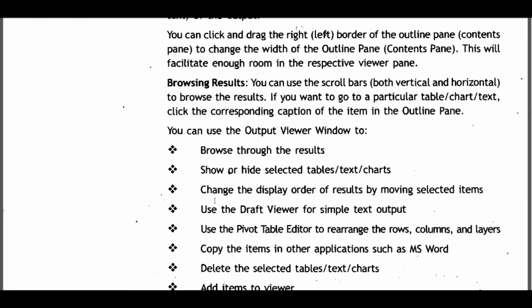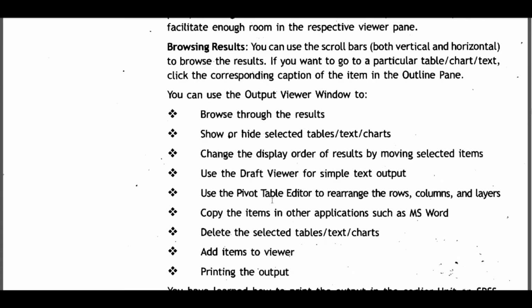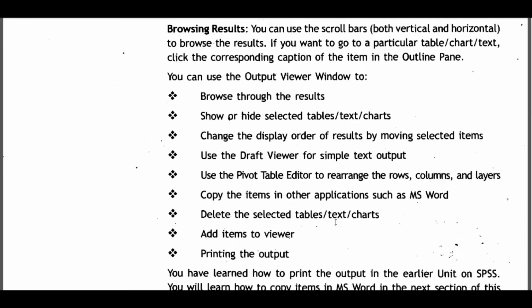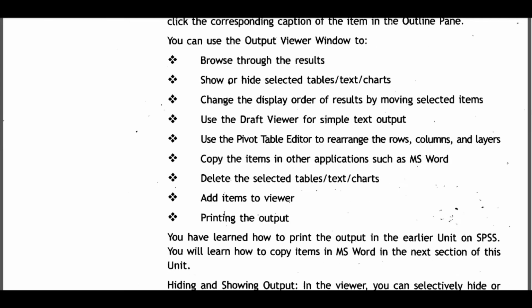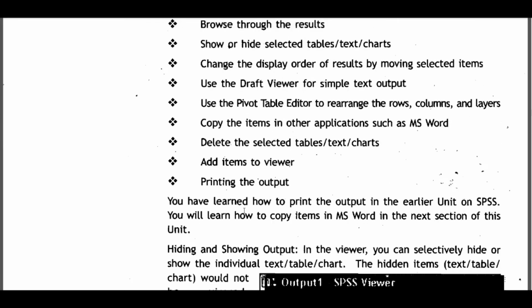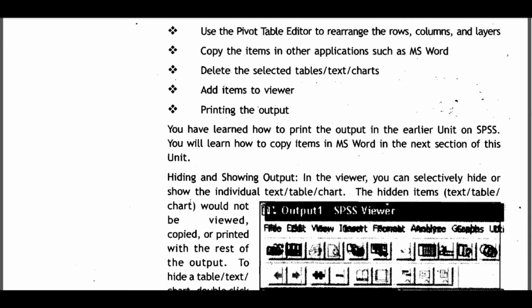You can use the output viewer window to browse through the result, show or hide selected tables, text or charts, change the display order of results by moving selected items, use the draft view for simple text output, use the pivot table editor to rearrange the rows, columns and layers, copy the items into other applications such as MS Word, delete the selected tables, text and charts, add items to the viewer, and print the output. You have learned how to print the output in the earlier unit on SPSS. You will now learn how to copy it into MS Office in the next section of this unit.